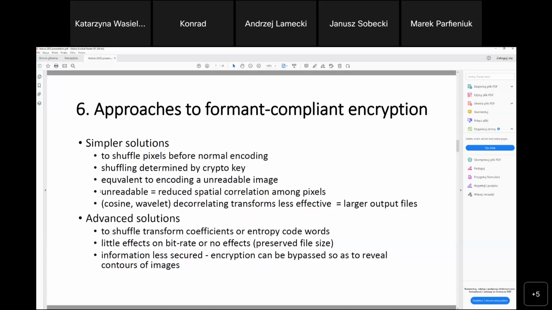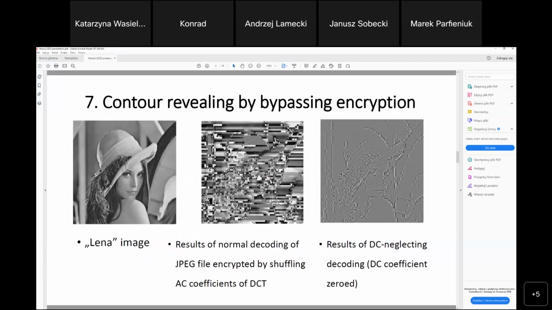Encryption doesn't cause increasing file size. Everything comes at some price. Such solutions are less secure. Encryption can be bypassed so as to reveal contours of images. This is an example of the Lena image.